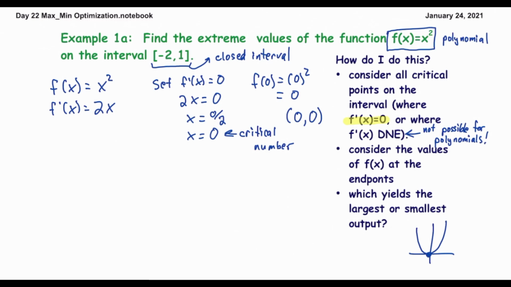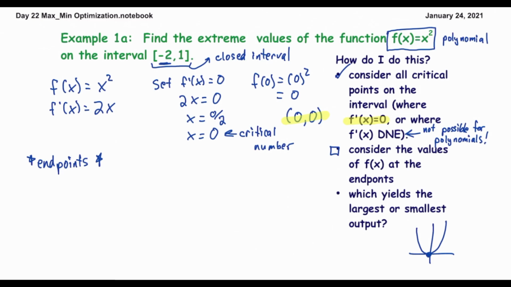So we have considered the critical points. We also need to consider the values of the endpoints. So I know one point on my graph here, (0, 0). That's my critical point. Let's consider our endpoints. My endpoints here are at x equals -2 and x equals 1. Let's sub those values into our function and see what we get in terms of y values.